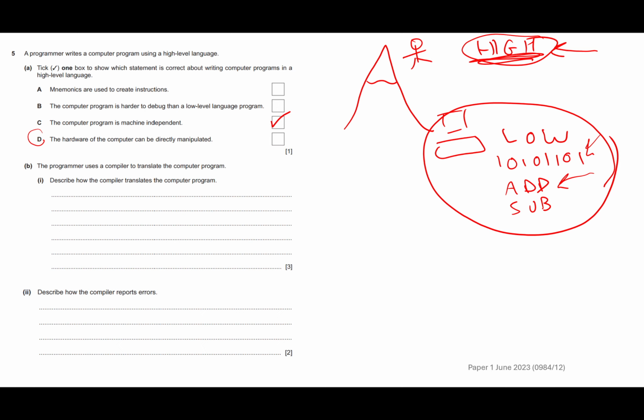Okay, question 5 part B. The programmer uses a compiler to translate the computer program. Describe how the compiler translates the computer program.